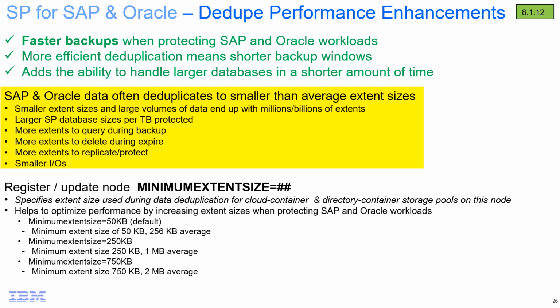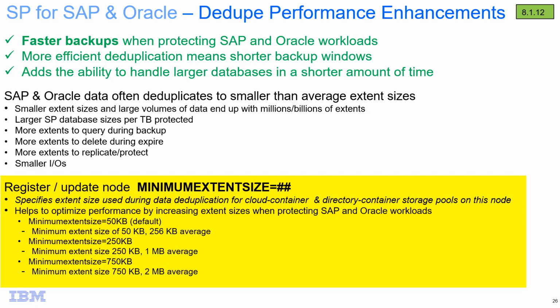You'll have more extents to query during backup, more extents to delete during expiration, more extents to replicate and protect. And all of these extents, because they're small, the I/O performance is not very good on them. So now we've introduced a new minimum extent size that can be set. And this is done on a node basis.